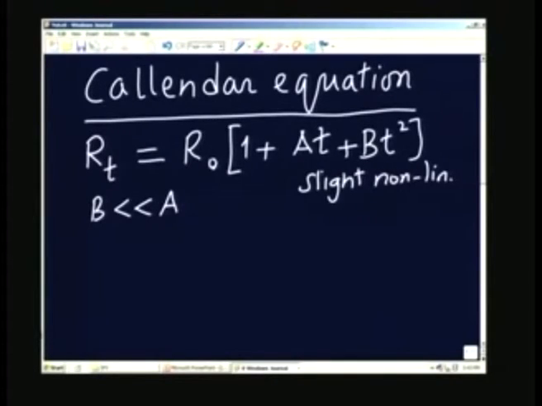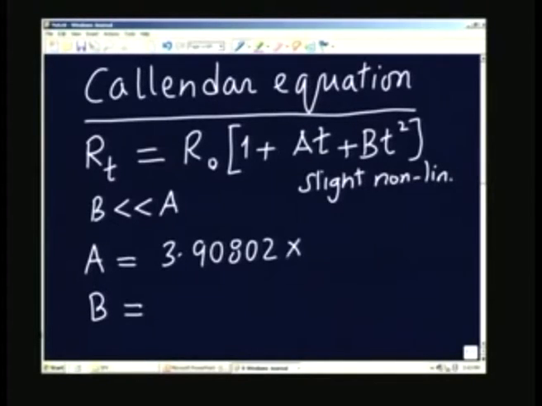And in fact, the internationally accepted values for A and B are given here. The value of A is 3.90802 into 10 to the power of minus 3 and B value is minus 5.802 into 10 to the power of minus 7. And obviously, B is very small compared to A, because you can see this is 10 to the power of minus 3, this is minus 10 to the power of minus 7, there is a big difference.